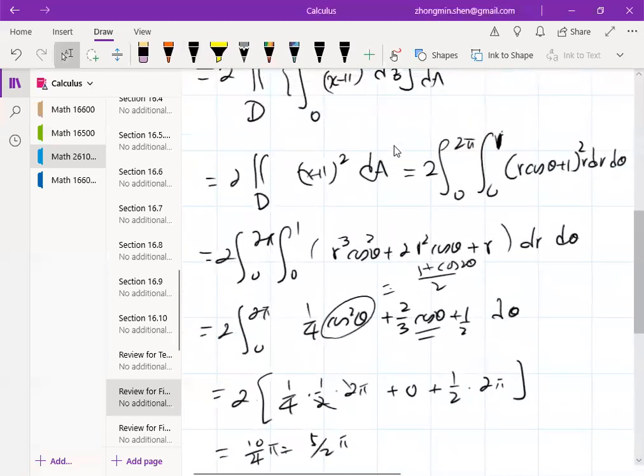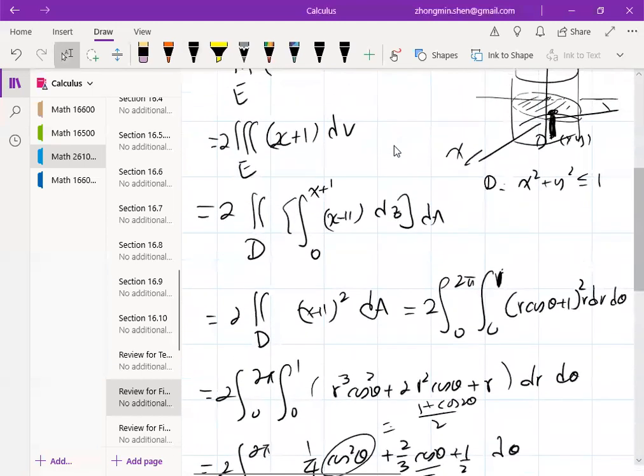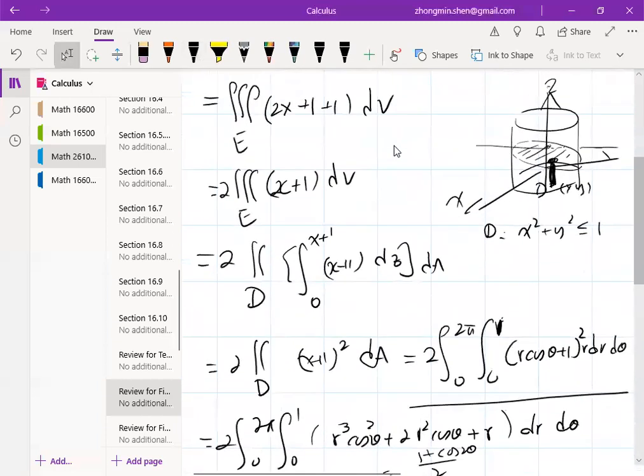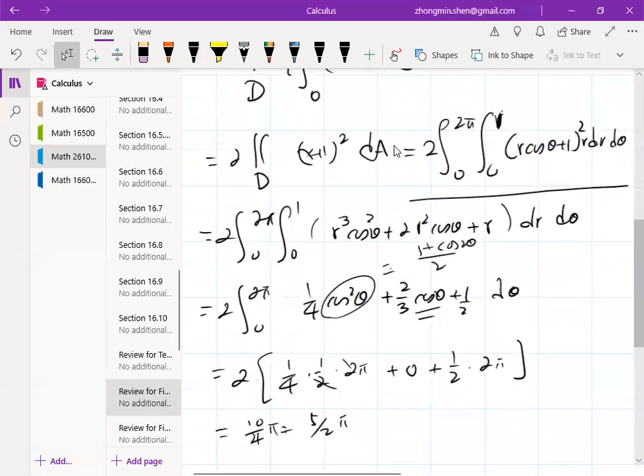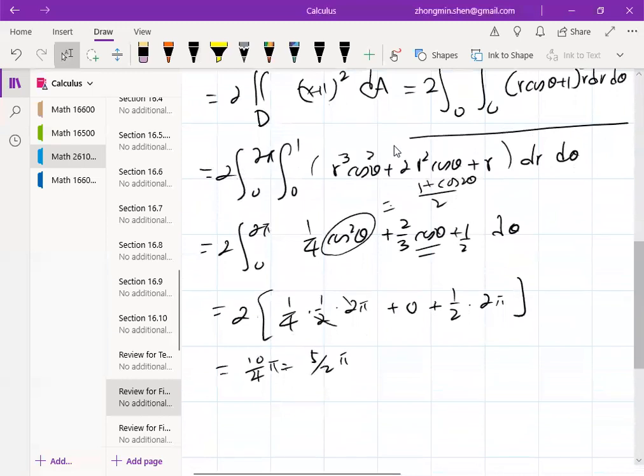Yeah, the most important part is always all the way to here. Okay, I only give 2 points to the remaining computation. I want to see how you change it to the triple integral and how you change it to the iterated integrals. The remaining part is just evaluating the integral using polar coordinates. Okay.